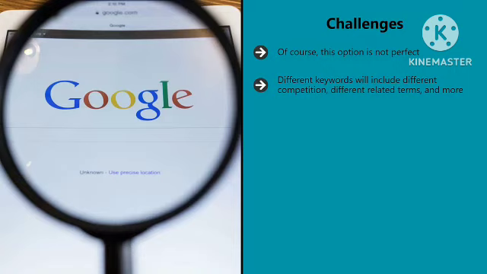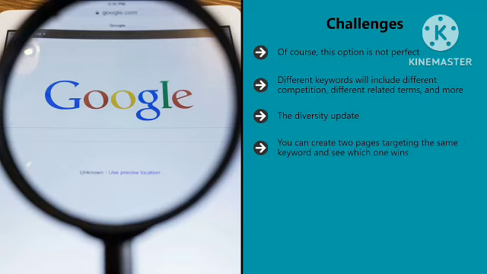And if you try and create two pages that compete for the same keyword, then you could end up running afoul of one of Google's most recent algorithm updates, the diversity update. This update is aimed at ensuring that most SERPs don't display multiple results for the same site, thereby meaning that you won't have a fair fight on your hands. You can create two pages targeting the same keywords and see which one wins, but even then, you are changing the results simply by having competition exist provided by you.